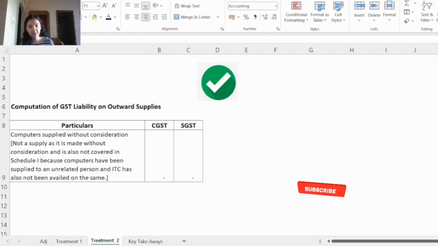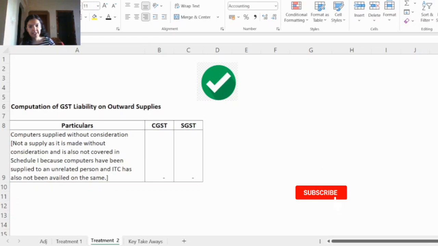Here Mr. Rishi's brother is a well-established architect, meaning he is not dependent on Mr. Rishi. Therefore, he is not considered a family member under GST and consequently is not a related person. Hence, Para 2 also doesn't apply in this case. So the conclusion is that since ITC was not availed because it was not purchased from a registered supplier, and the recipient is also not a related person, this transaction will not be covered under Schedule 1. Therefore, this is not a supply under GST. Hence, no GST liability arises in this case.